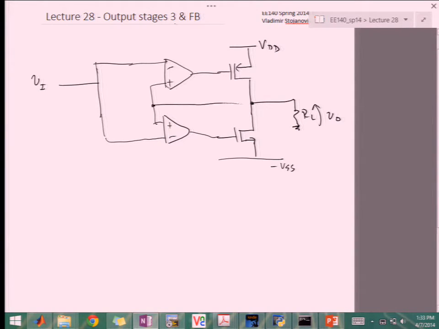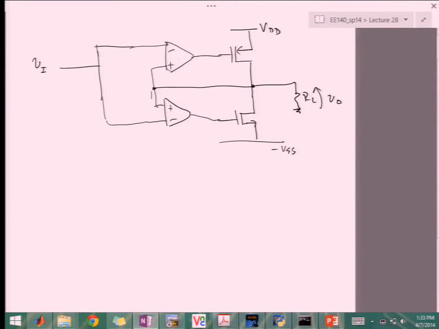And then we're going to just connect the output here. Okay. And these will have some gain A. So what this is going to do is it's going to minimize the output impedance that we have.